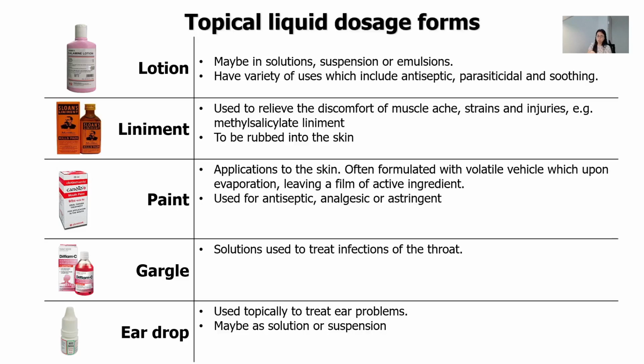Astringent means if there is bleeding or open wounds, it can actually stop the bleeding. Another topical liquid dosage form example is what we call gargle. I think everyone knows gargles, right? Gargle is basically an external solution which we can use to cleanse our mouth, or to treat infections of the throat. When we have a sore throat, we usually gargle in order to make the throat feel better.